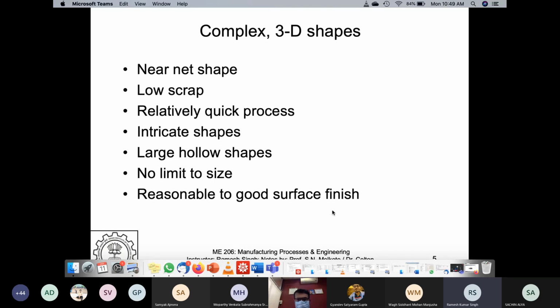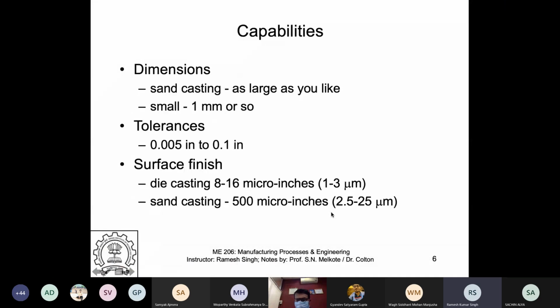If you want to understand the dimensions of casting, at least in sand casting you can do as large as you like, and you can do small ones of 1 millimeter or so. All the gold ornaments are cast. So you can imagine the length scales in casting; any size you can imagine can be cast. In fact, most of the big products, the structures of the huge machines, are all cast. The tolerances can be from 0.005 inches to 0.1 inches.